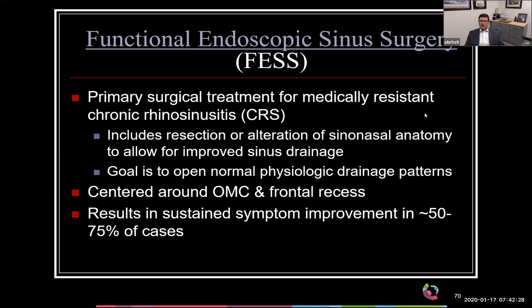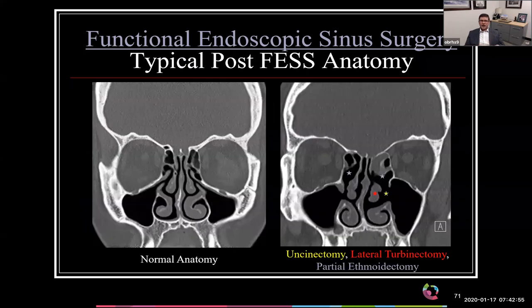And functional endoscopic sinus surgery results in sustained clinical improvement in about 50 to 75% of cases. And since it's a relatively safe procedure and these patients are often miserable, 50 to 75% is actually a pretty good success rate. Again, because it is a low risk procedure, but it's low risk if we do due diligence, we actually keep the surgeon out of trouble by identifying some critical variants. So here's your typical anatomy, your normal anatomy, focusing on the osteomeatal complex.